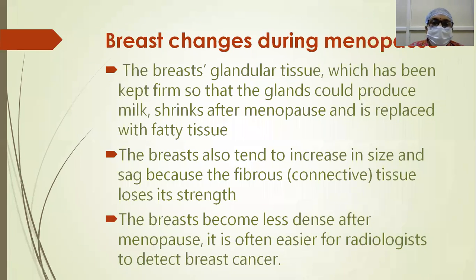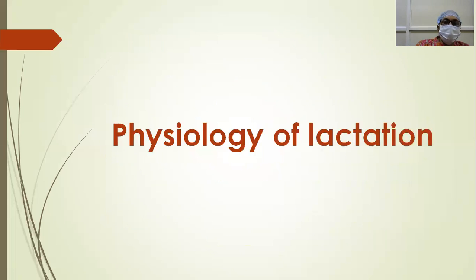The breast also tends to increase in size and sag because the fibrous tissue loses its strength. The breast becomes less dense after menopause and it is often easier for radiologists to detect any breast cancer.